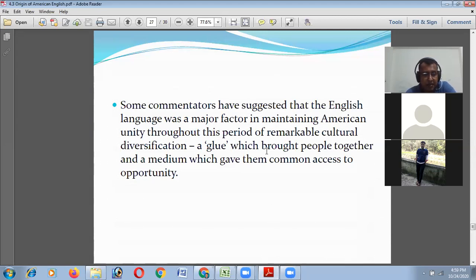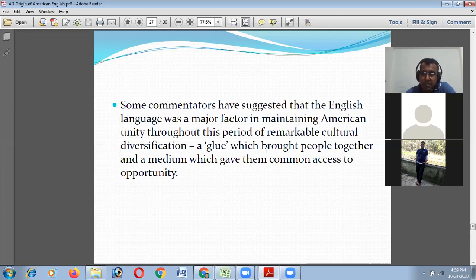The people left Europe and the other parts of the world and went to America, and they started using one language. Why? Because some scholars, some commentators say that it is the basic root of American unity, American nationality. That means the linguistic ethnic group created a more united linguistic group in the USA.